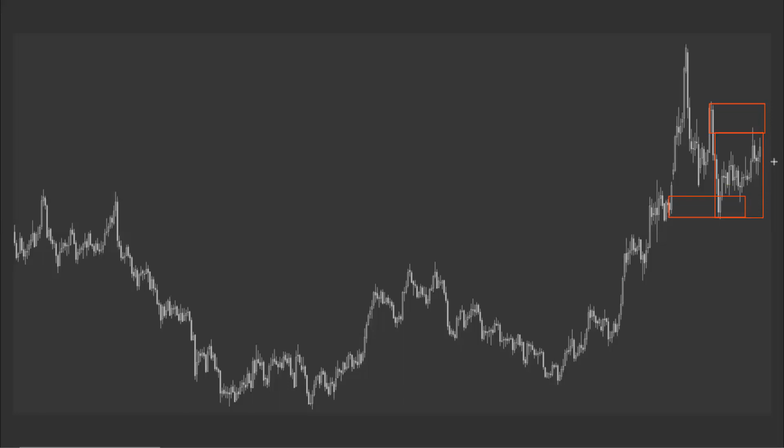Is that clear? And it will remain trapped between those two areas until one of those two FTR extremes breaks.